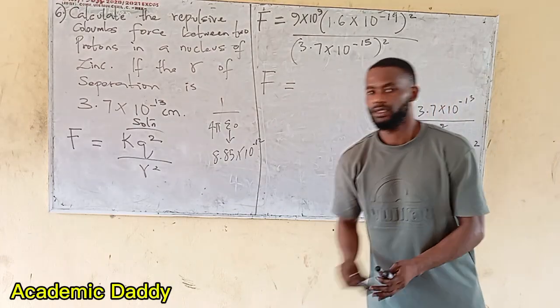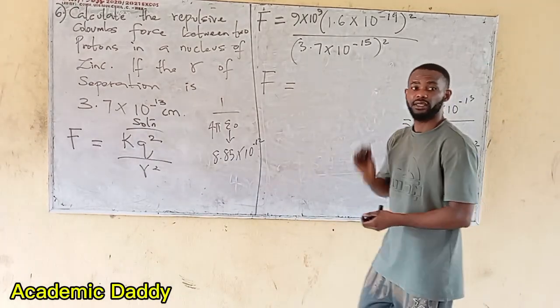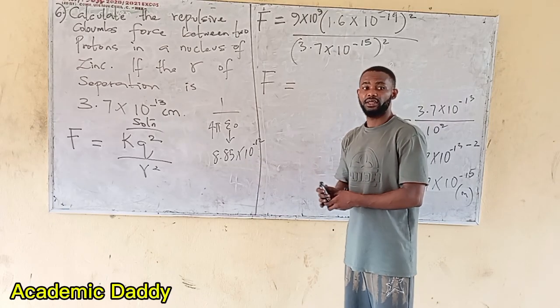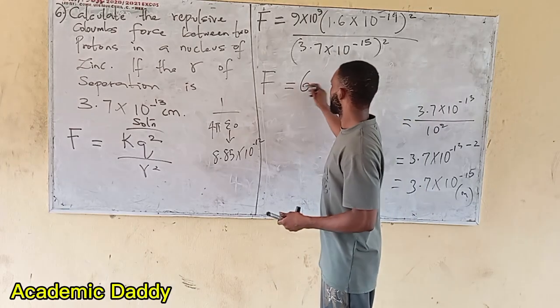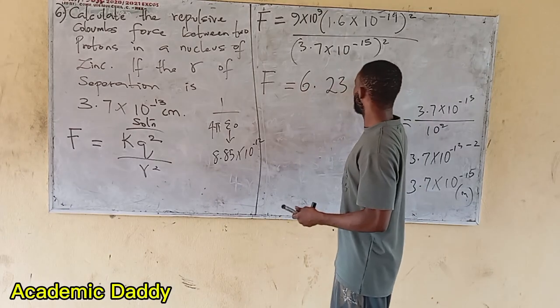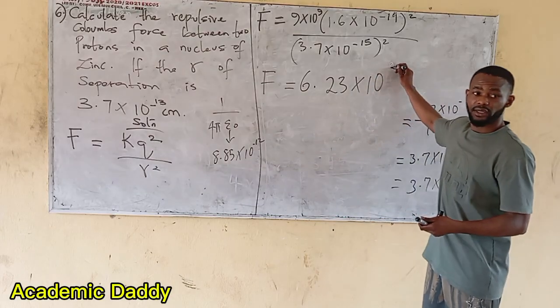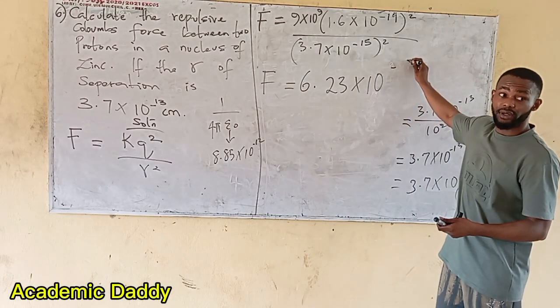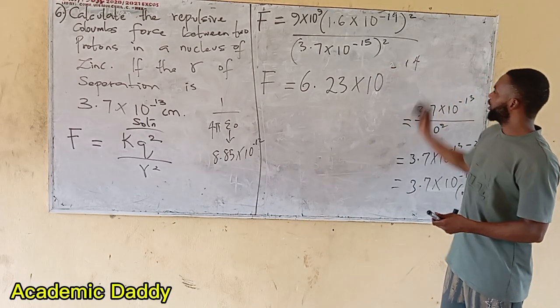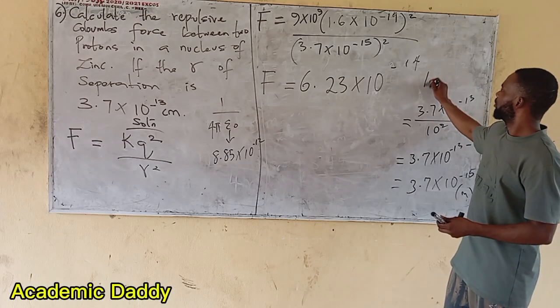What do you have? 6.23 times 10 raised to the power minus 4, times 10 raised to the power minus 14. Okay. Like this. Yes. Please be sure.